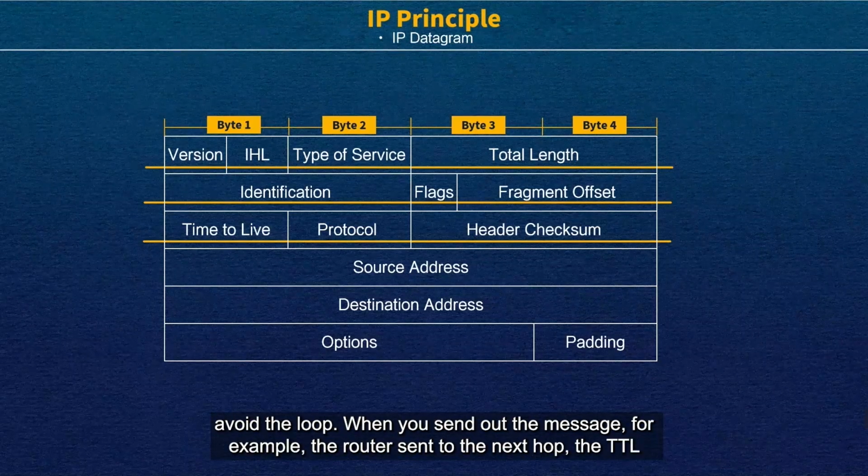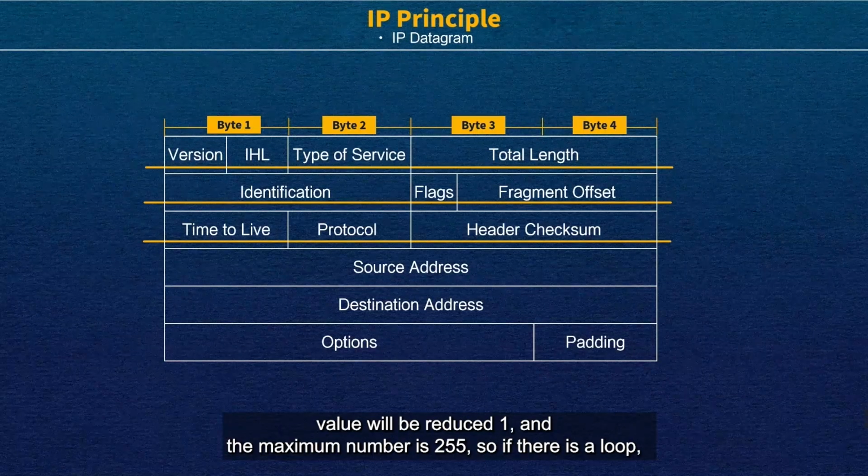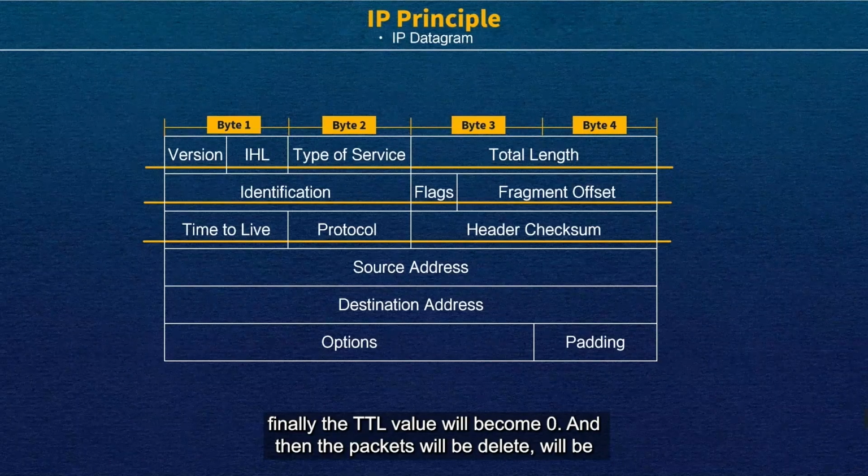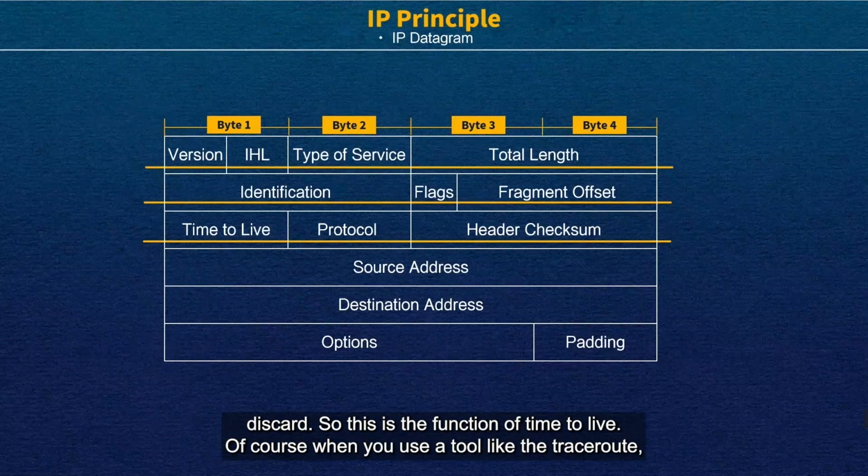When you send out a message, for example, when the router sends it to the next hop, the TTL value will be reduced by 1. The maximum number is 255. So if there is a loop, finally the TTL value will become 0, and then the packet will be discarded. So this is the function of time to live.